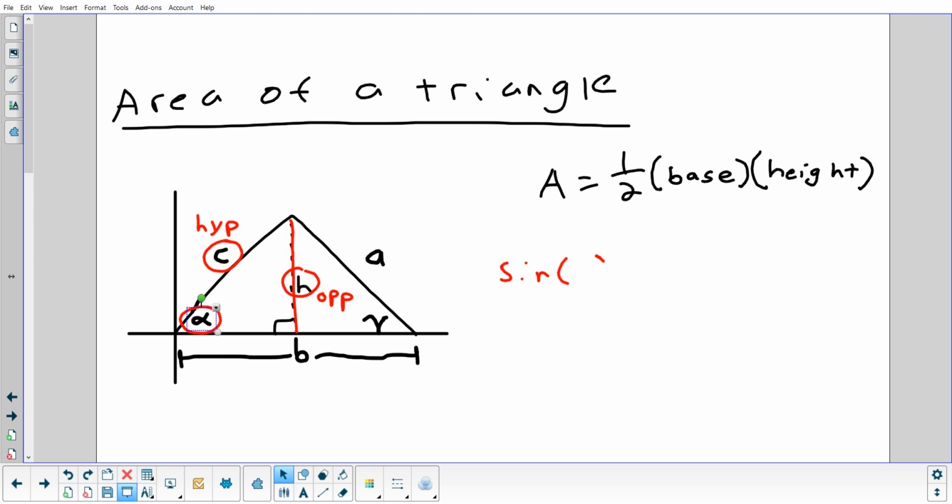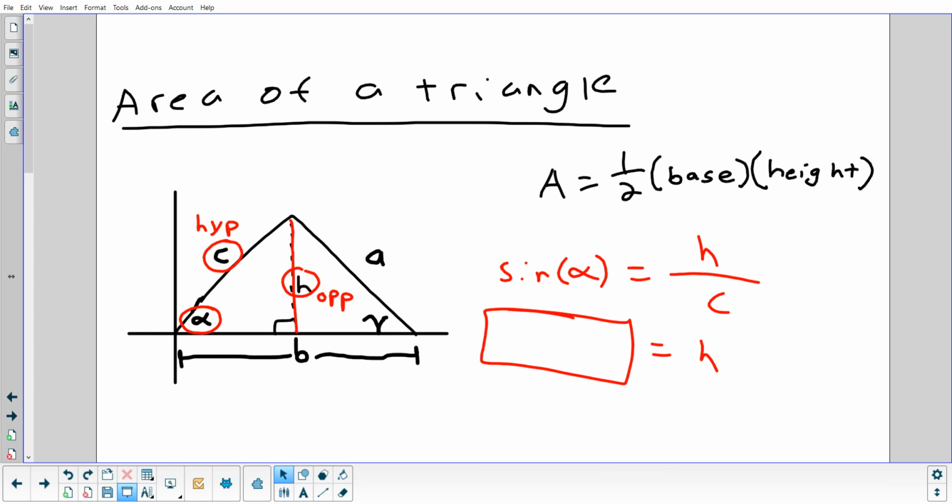So the sine of alpha would equal what? Yep, and can you get H by itself for me? C sine alpha equals H. There you go. So that's a formula to find the height of a triangle without really having to think about it too much. You've got a formula right there, and we're just going to plug this part in right there. And that's going to give you a new formula for the area of the triangle.